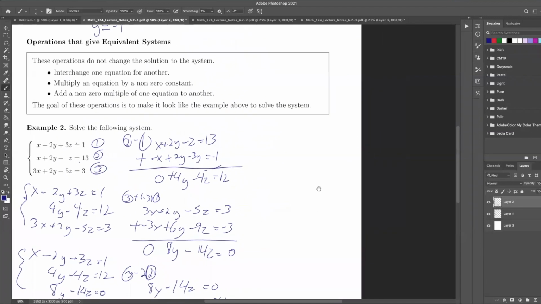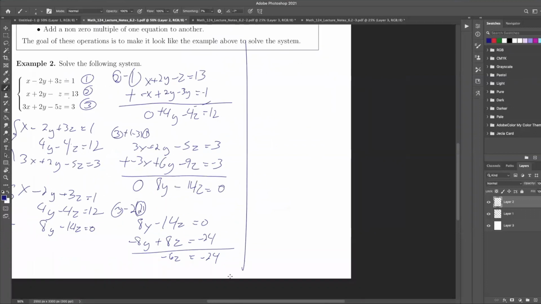All right, so I'll go ahead and put a line here to delineate. Let's rewrite our system. We have x minus 2y plus 3z equals 1, copying this down from over here. Copy this one, 4y minus 4z equals 12. And we'll copy this one, our new one, which is minus 6z equals negative 24.